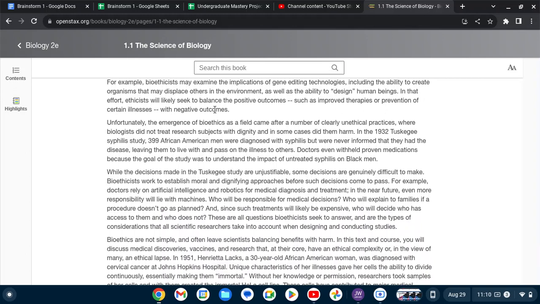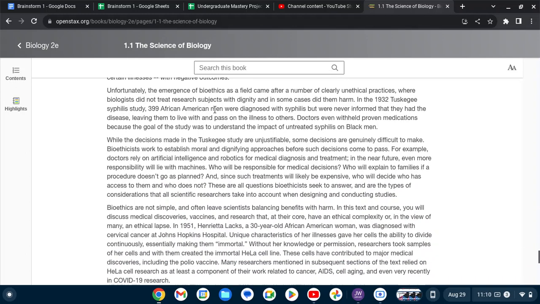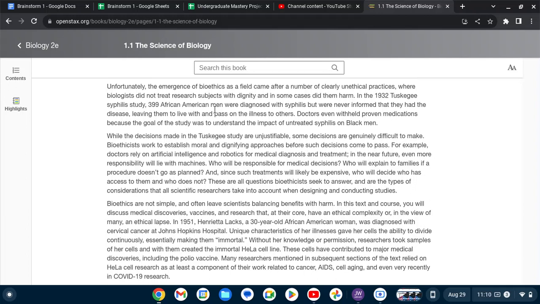In that effort, ethicists will likely seek to balance the positive outcomes, such as improved therapies or prevention of certain illnesses, with negative outcomes. Unfortunately, the emergence of bioethics as a field came after a number of clearly unethical practices where biologists did not treat research subjects with dignity and in some cases did them harm. In the 1932 Tuskegee syphilis study, 399 African American men were diagnosed with syphilis but were never informed that they had the disease, leaving them to live with and pass on the illness to others.